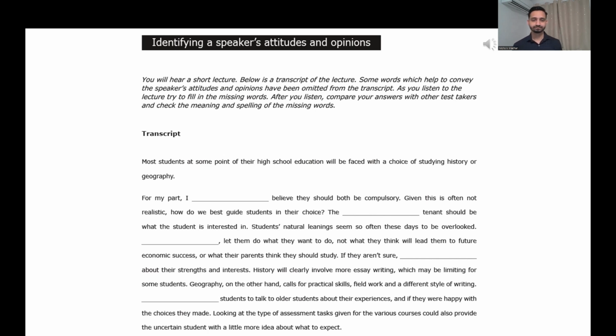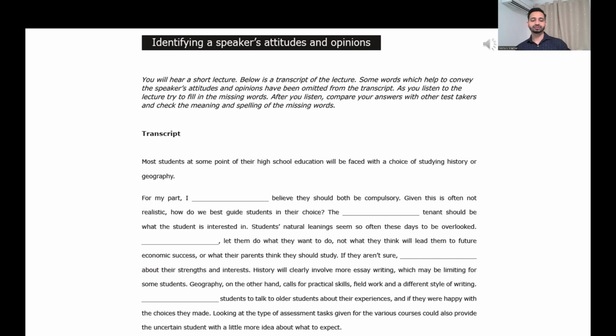If they aren't sure, talk to them about their strengths and interests. History will clearly involve more essay writing, which may be limiting for some students. Geography, on the other hand, calls for practical skills, field work, and a different style of writing. Encourage students to talk to older students about their experiences and if they were happy with the choices they made. Looking at the type of assessment tasks given for the various courses could also provide the uncertain student with a little more idea about what to expect.